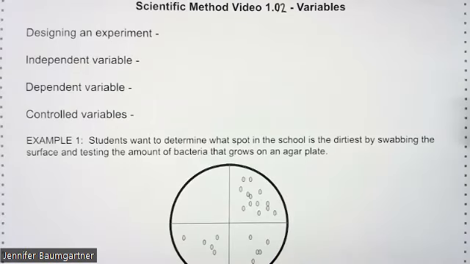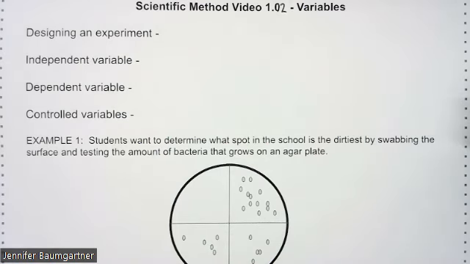This is the second video in our series on the scientific method, where we're looking at how we would approach a problem using the scientific method and how we would design an experiment. So in the last video, after we developed our hypothesis, we had to test that hypothesis, and we test that in science using an experiment.